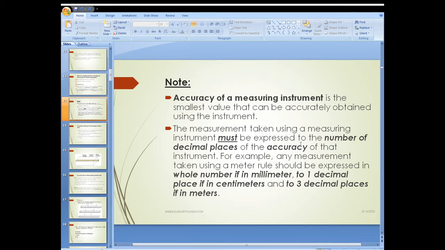A measurement taken using a measuring instrument must be expressed to the number of decimal places of the accuracy of that instrument. For example, any measurement taken using a meter rule should be expressed as a whole number if in millimeters, to 1 decimal place if in centimeters, and to 3 decimal places if in meters. So in a meter rule, if you are measuring in centimeters, it should be to 0.1 centimeters. If it is 50, for example, you don't just give 50, you give 50.0. If it is 51, it is 51.0, 51.2, up to 0.1 centimeters.